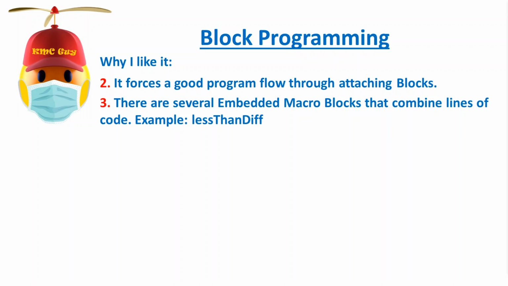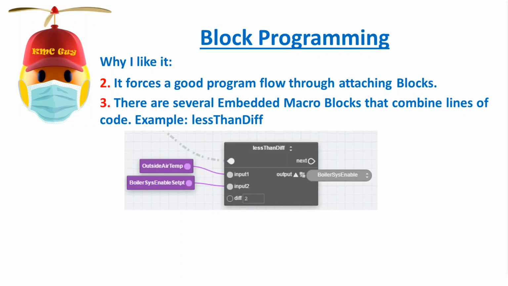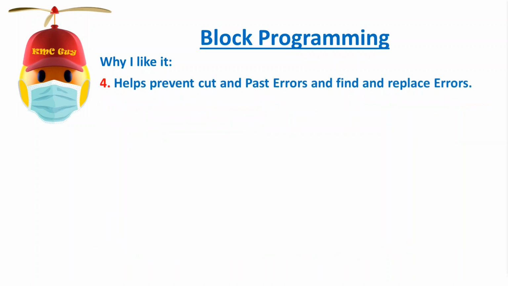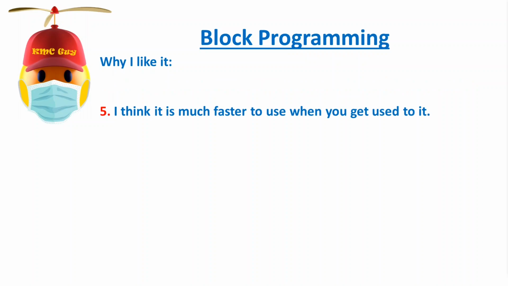Example, less than diff. Here's the use of the less than diff block to do enabling of a boiler system based on outside air temperature with a 2-degree differential. Here's the code that it produces. It also helps prevent cut and paste errors and find and replace errors when you're pasting programs into line code and then trying to make changes to it from a previous job. I think it's much faster to use when you get used to it.